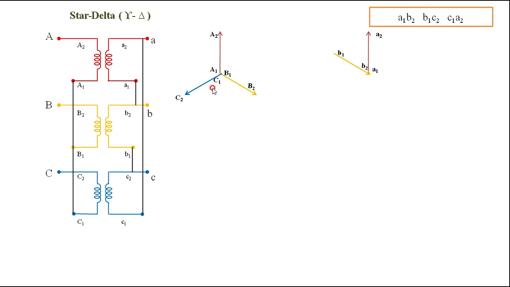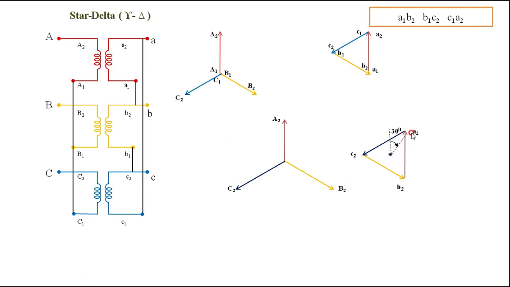Then I have the vector c1 c2 of the secondary, which I am bringing and putting here. You can look at that connection: it is B1 C2, therefore it is B1 C2, and here C1 A2. This is the connection here. Once again, the same diagram I have drawn here, A2 B2 C2, and this also I am making as A2 B2 C2. Then this is your neutral point.